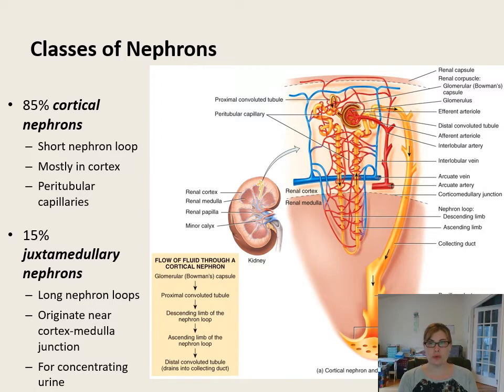All right, so after talking about what a nephron does, there are different kinds of nephrons. Most of them, 85% of them, are called cortical nephrons because they are mainly in the cortex.